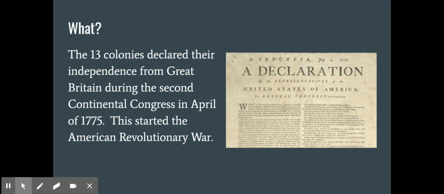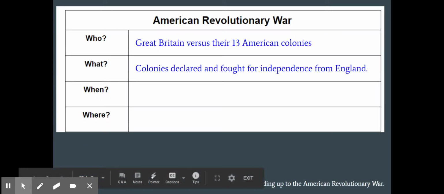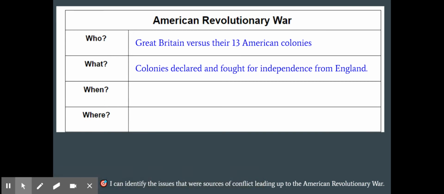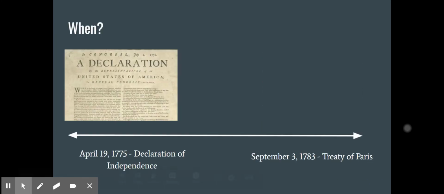All right, so what was this? The 13 colonies declared their independence from Great Britain during the Second Continental Congress in 1775. This is where we get the Declaration of Independence from. They were declaring their independence. Now, they were not allowed to do this, and so this started the American Revolutionary War. Again, they declared, and then they had to fight for their independence because Great Britain wasn't just going to be like, oh, okay, that's cool. Because you remember, these 13 colonies were huge money makers for England.